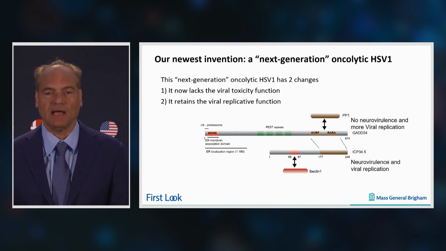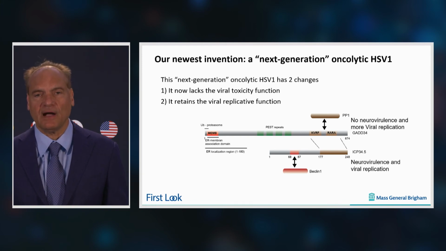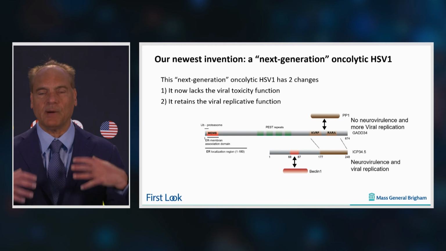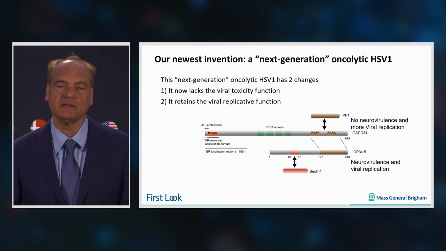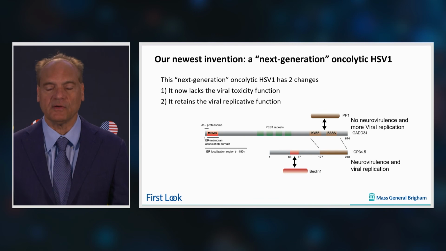Our newest invention now is a next generation oncolytic virus. We've now made two changes to our previous version. One change is to remove a gene from the virus that is highly virulent. In other words, it causes some of the safety and toxicity issues. This gene is called ICP34.5. But this gene is also needed by the virus to really replicate and biodistribute well throughout the tumor. We've substituted this with our homologous gene. It's actually a human gene called GADD34 that exhibits no neurovirulence and actually provides even more viral replication.